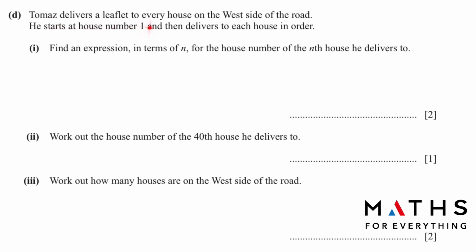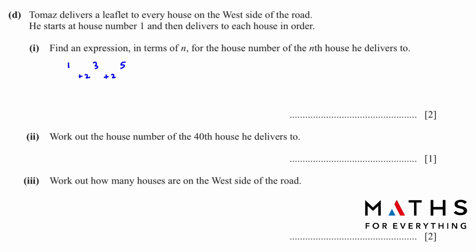Thomas delivers a leaflet to every house on the west side of the road. He starts at house number 1 and then delivers to each house in order. Find an expression in terms of n for the house number of the nth house he delivers to. The first house number is 1, the second is 3, the third is 5, because we are taking odd numbers. To get to the next number, every time we are adding 2.